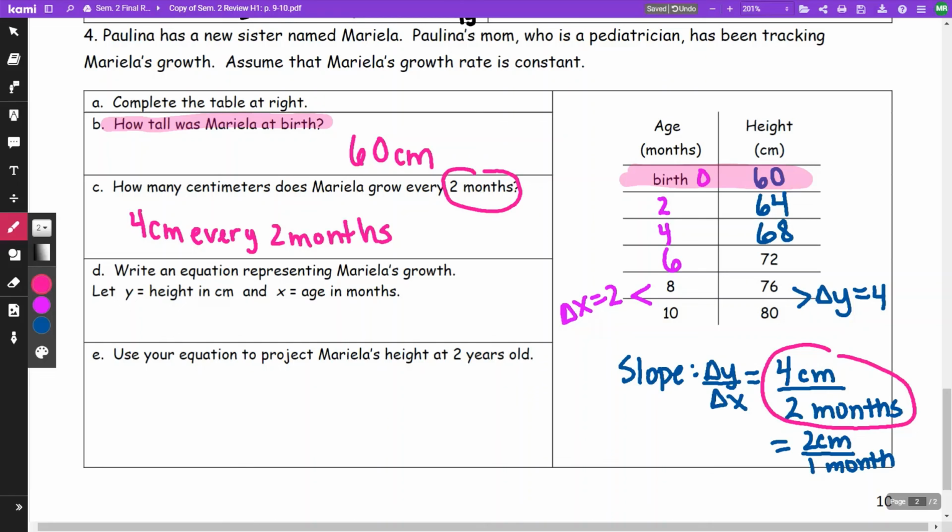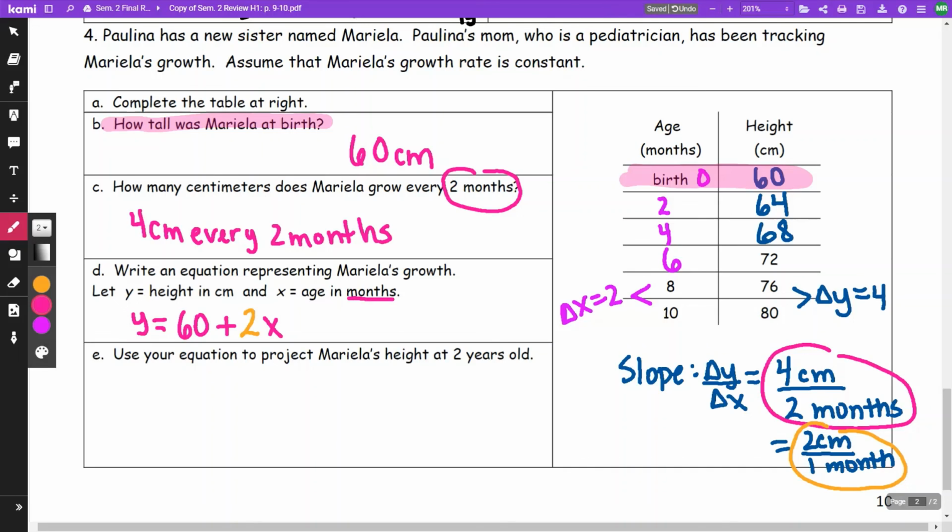They asked us to write an equation representing Mariella's growth. Let y be the height in centimeters and x be the age in months. So I'm going to have y equal her start at birth, which is 60 centimeters. How much is she growing every month? She's doing 4 every 2 months, but she's doing 2 every 1 month. So 2x, that's going to be our equation.